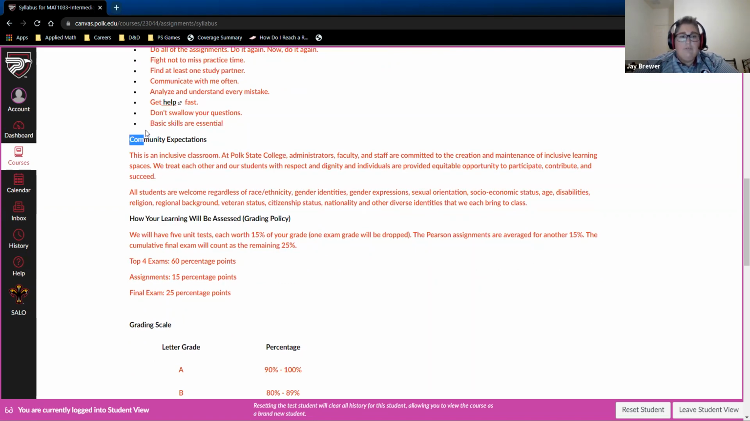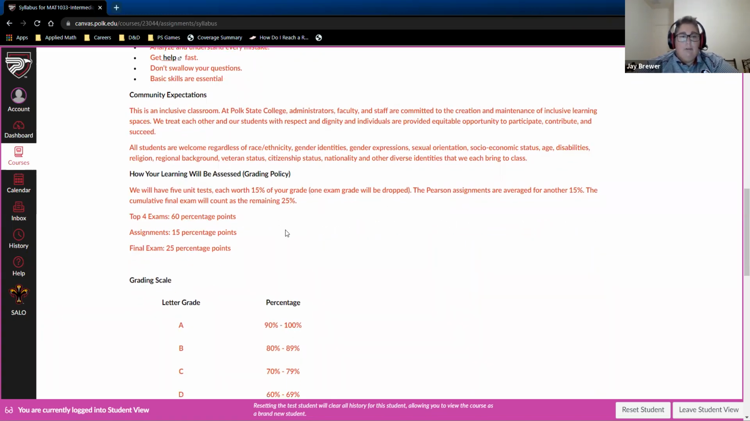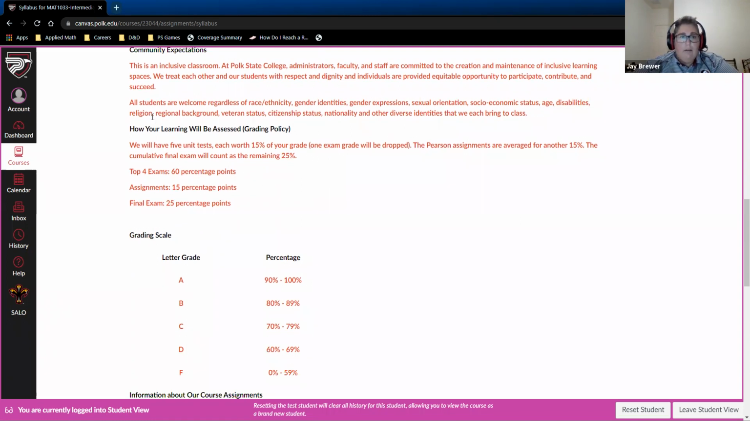Basic skills are essential. I take this one of two ways. One, you really need to have some basic math skills to be successful in 1033, but you also are all adults. So when you are physically in the classroom with me, you don't have to let me know when you have to go to the bathroom. You can just go ahead and go to the bathroom and come back. Like I said, you're adults.